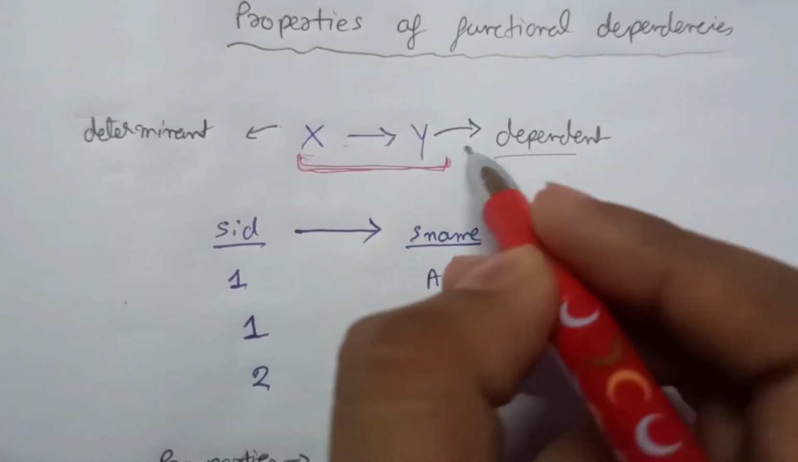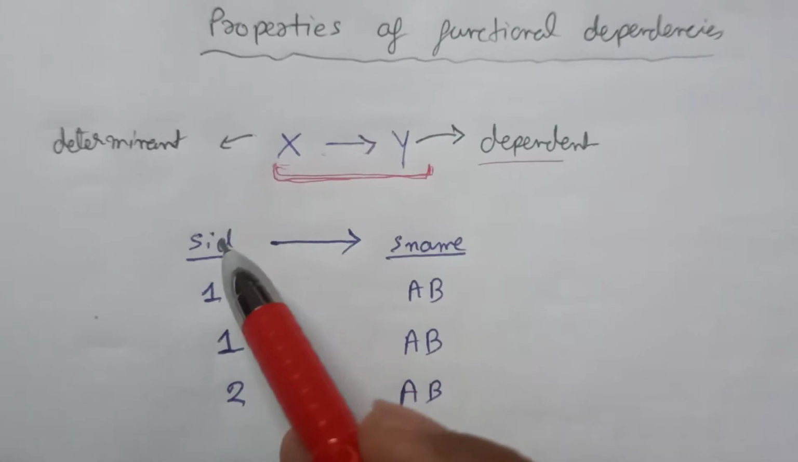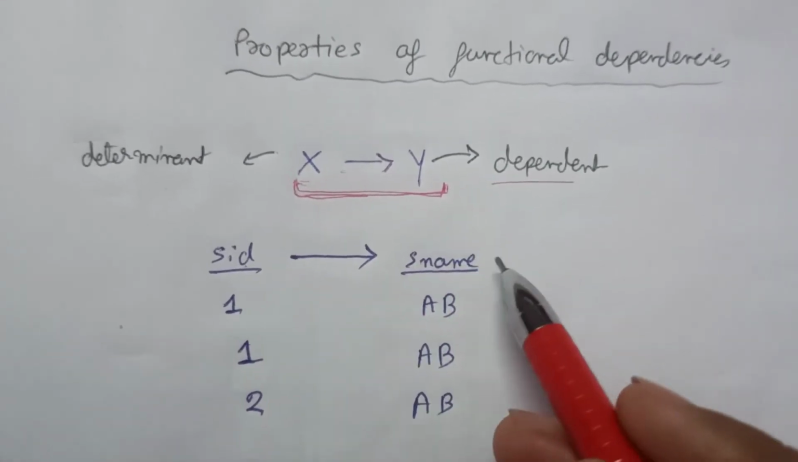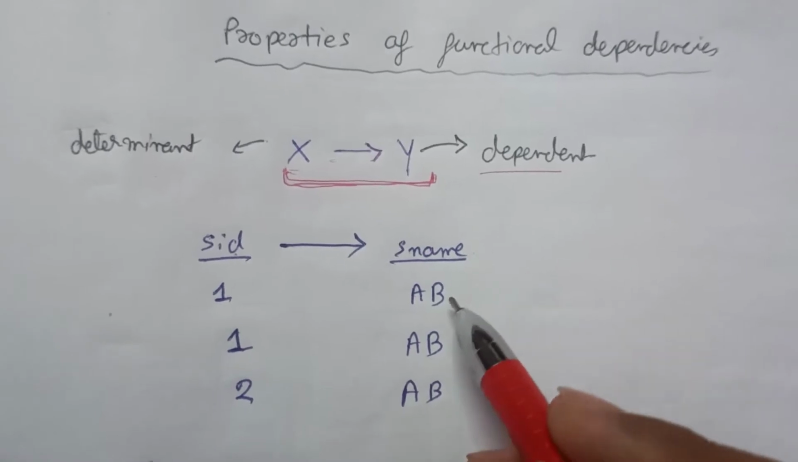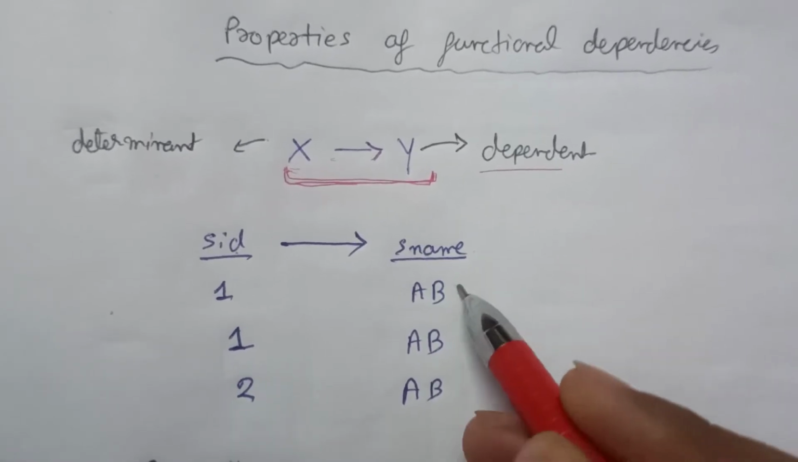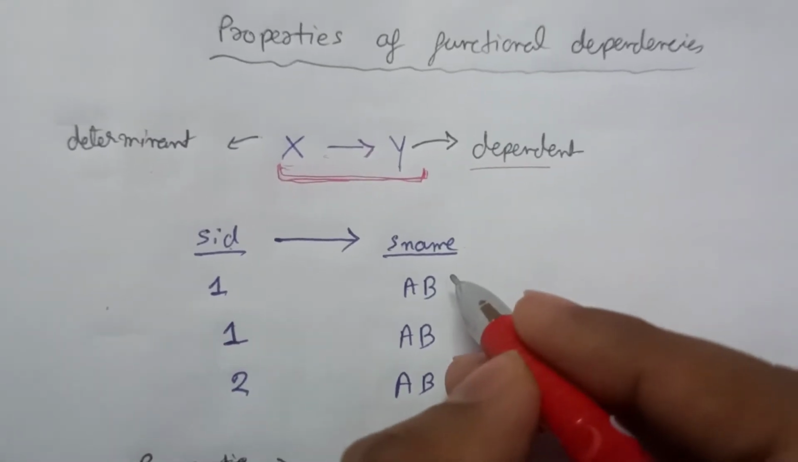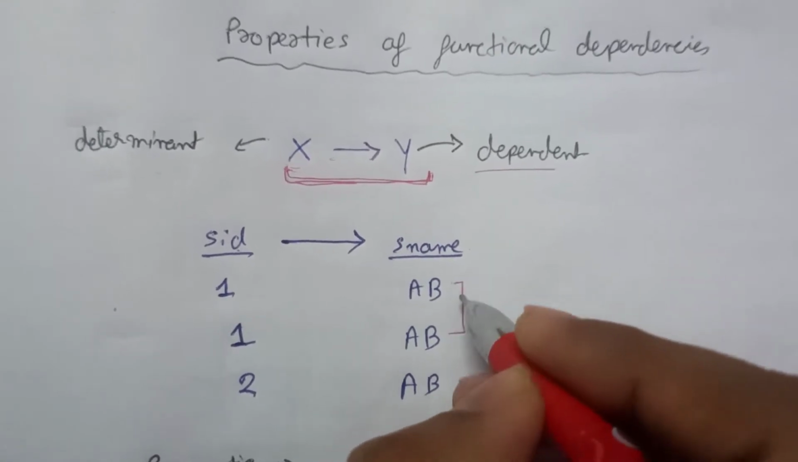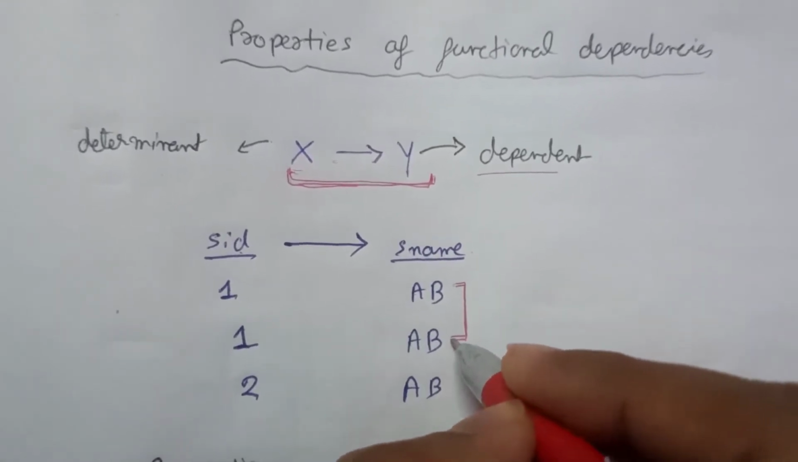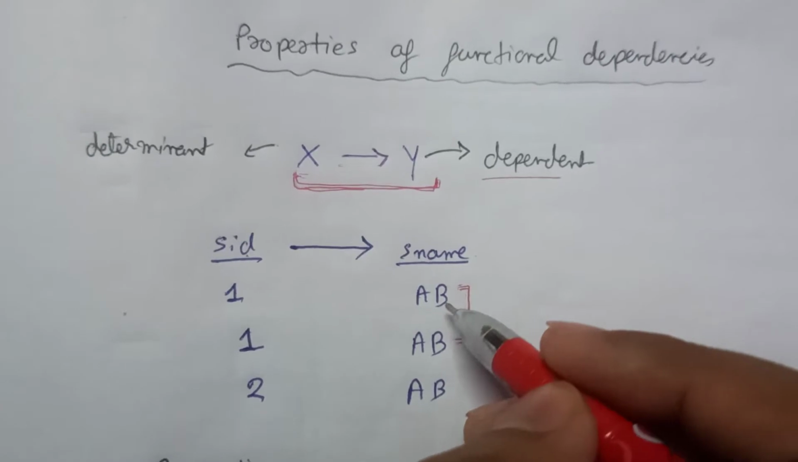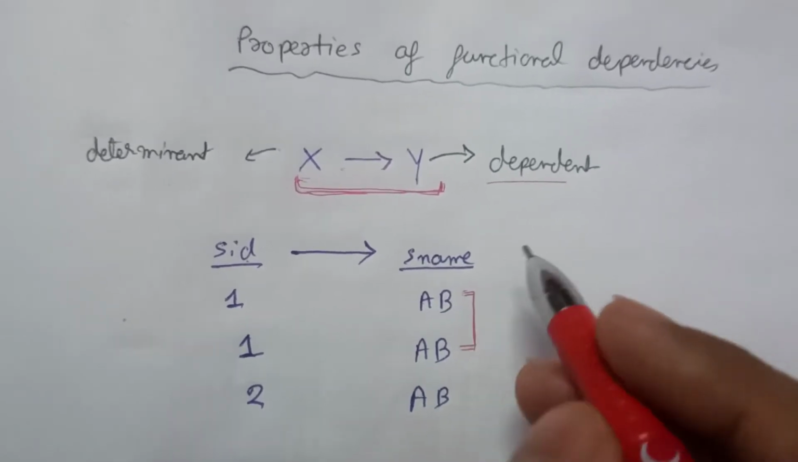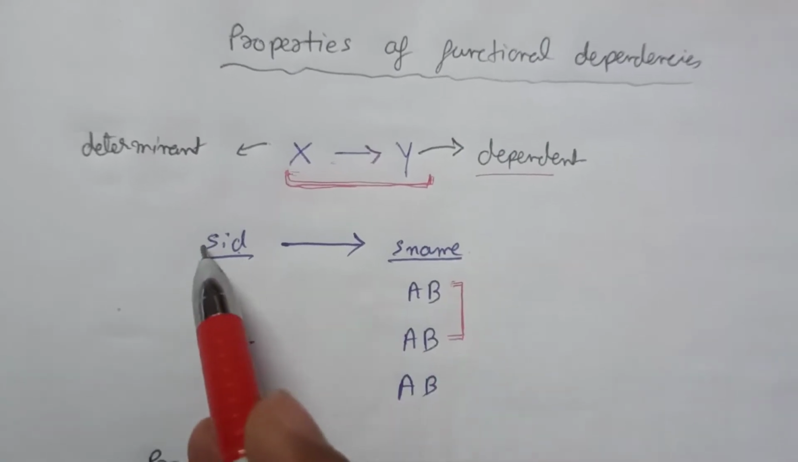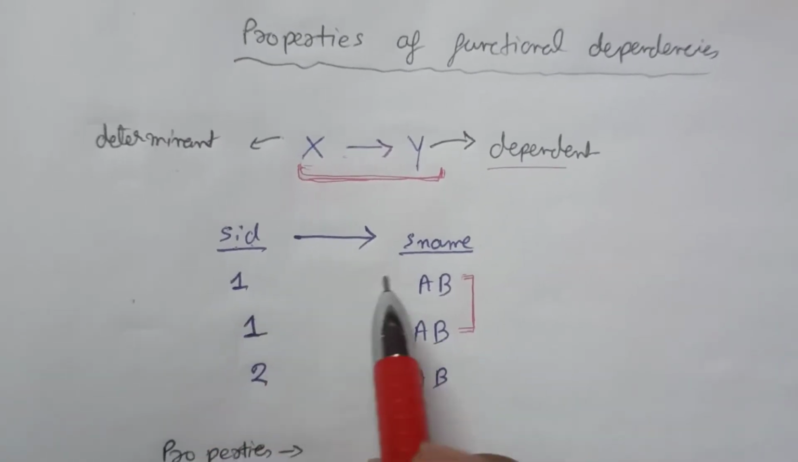Okay, so suppose let's have an example. In a table there are two columns, SID and SName. Suppose in the SName column we have two similar names, that is AB and AB. How can we distinguish whether there are two students of similar name or it is the name of the same person twice? So SID will come and help us in that matter.